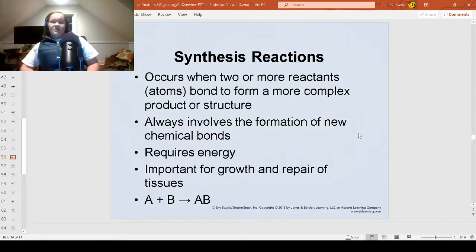Synthesis reactions occur when 2 or more reactants, which are atoms, bond to form a more complex product or structure. This always involves the formation of new chemical bonds. It requires energy, and it is important for growth and repair of tissues. A plus B equals AB.